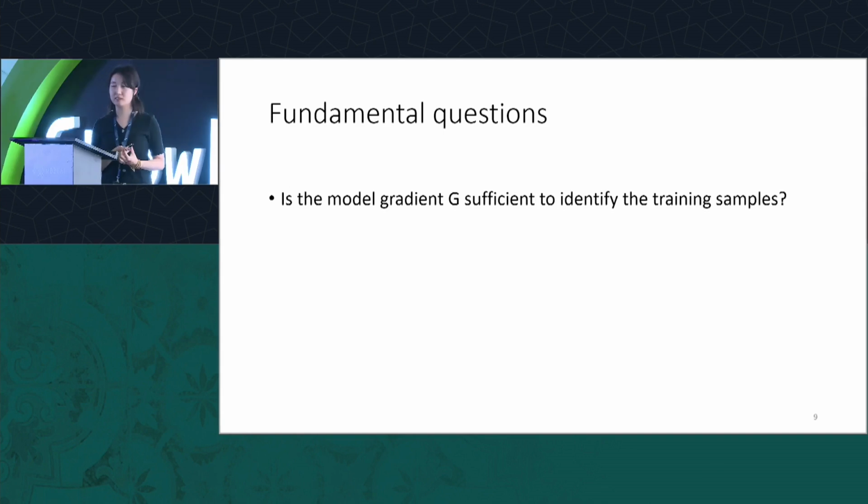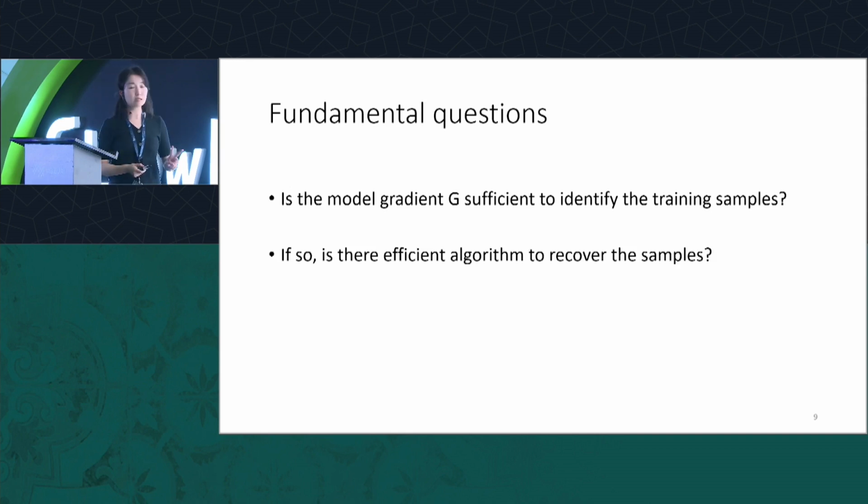The fundamental questions here are, first, is the model gradient G sufficient to identify the training samples? This is a statistical question that doesn't involve computation. If we have infinite computational power, is the information potentially revealed from the model gradient? And the second question is more practical. If it is sufficient, does there exist an efficient algorithm to actually recover the samples? These are two questions interacting with each other, but also two separate questions.